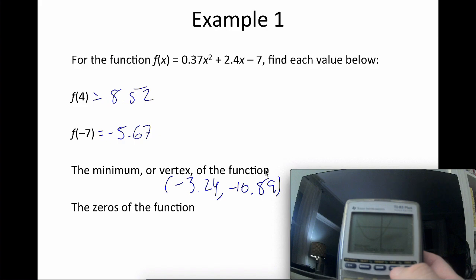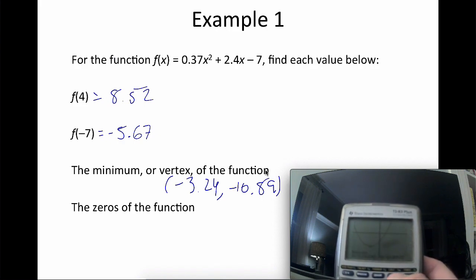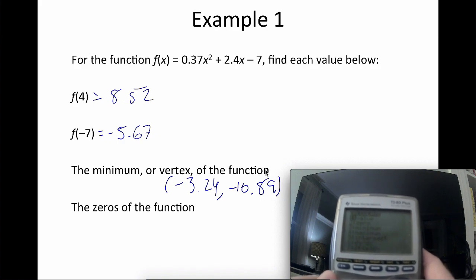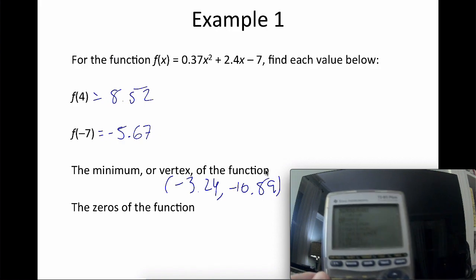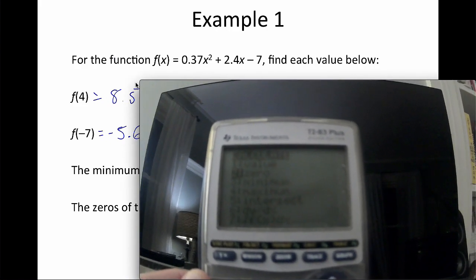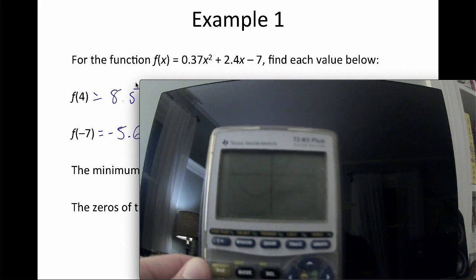Now we're also going to use our calculator to find the zeros. So if you go back to that menu, we haven't used this yet. If you go second trace to get back to that menu, you'll see option number 2 is zero. So option number 2, let me enlarge this a little bit more. Option number 2, it says zero. So we're going to hit enter there.